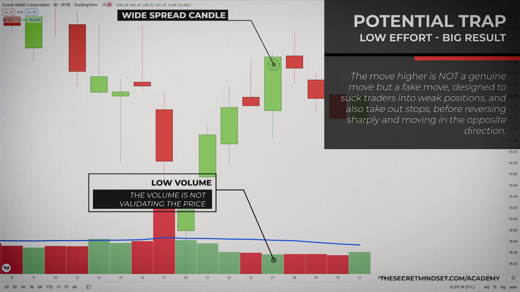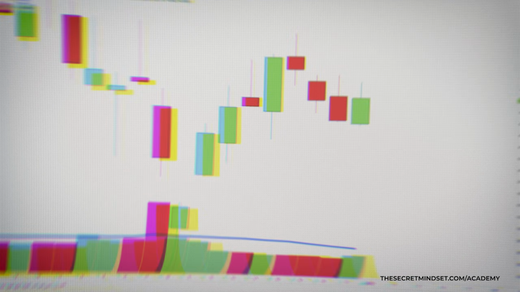The move higher is not a genuine move, but a fake move, designed to suck traders into weak positions, and also to take out stops before reversing sharply and moving in the opposite direction. This is why VSA is so powerful. Volume and price together reveal the truth behind market intentions.